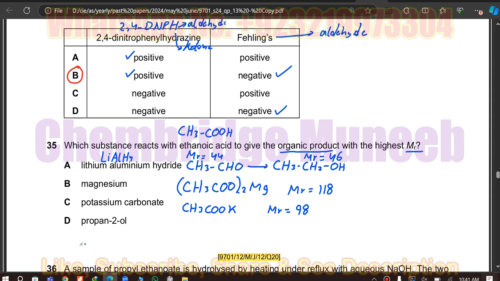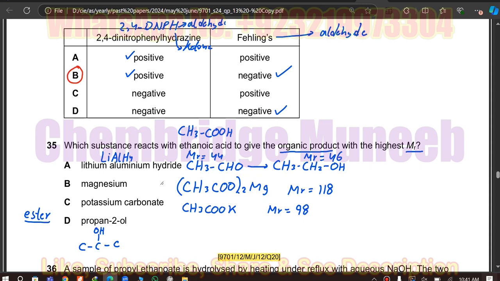Propanol is an alcohol with the hydroxyl group on the second carbon. The reaction between an alcohol and a carboxylic acid is an esterification reaction to form the ester. So in this compound D, we will get the ester compound.